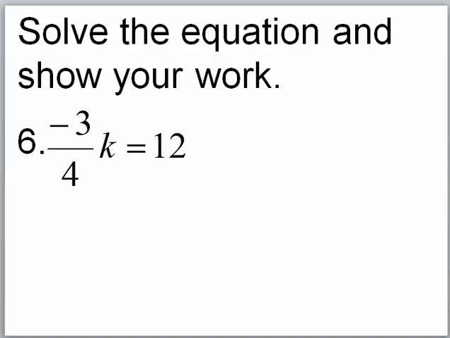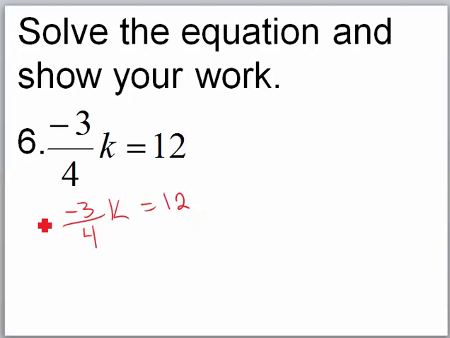Alright, here we go. Let's solve this equation. Now, I'm going to show you how to do this one. This is a little bit trickier. We have to multiply by the reciprocal. So I'm going to rewrite the original this time. Negative 3/4 k equals 12.